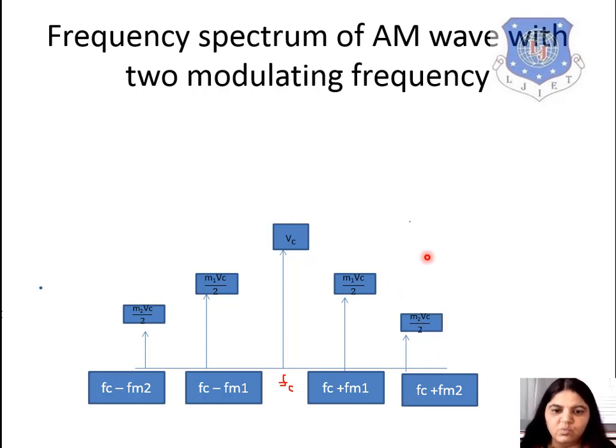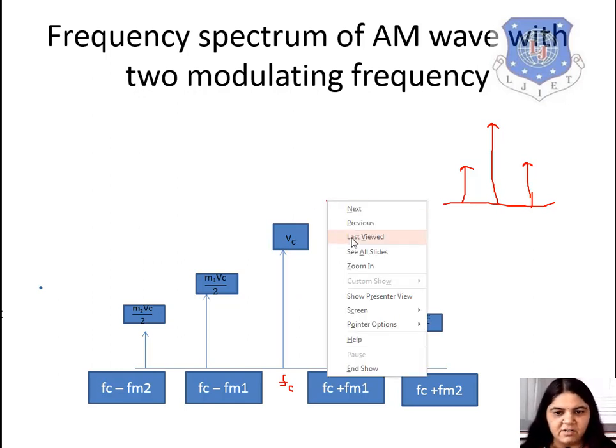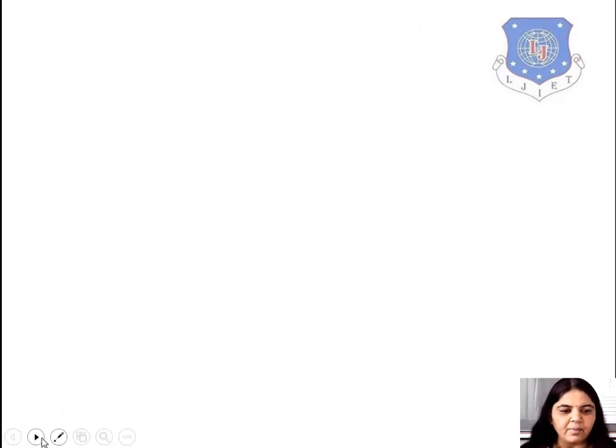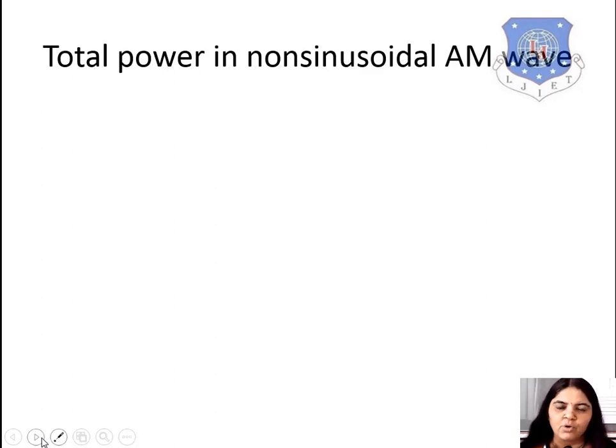So while one modulating signal is there, the spectrum was like this: one carrier frequency and two sidebands. Now when two modulating signals are there, there are two sidebands for each plus the one carrier signal. According to that, for n number of signals, we can draw the frequency spectrum of the AM wave. So this is about more than one signal.